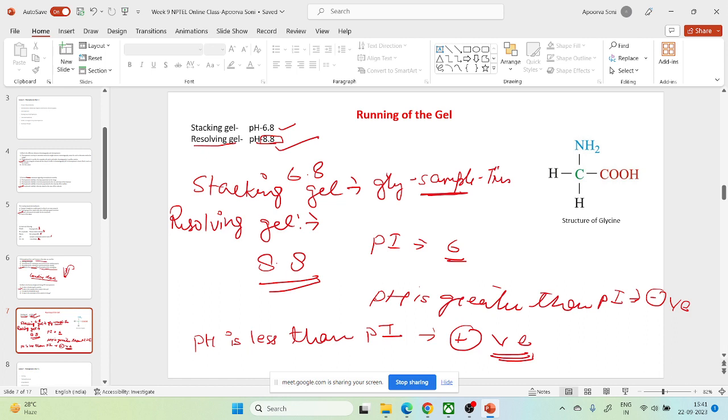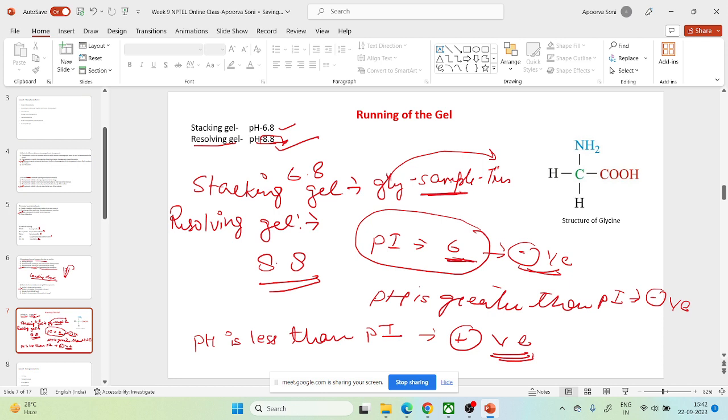So now, at pH 8.8, the pH is above the PI of glycine. Therefore glycine will be deprotonated and will have a net negative charge. And since glycine has a net negative charge, it will start moving fast, and therefore this glycine will come forward and your sample will start resolving.